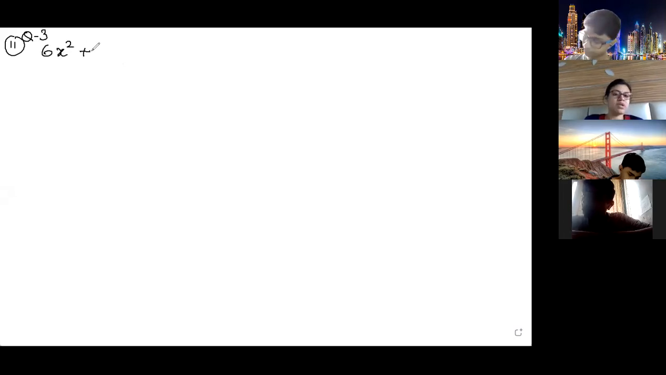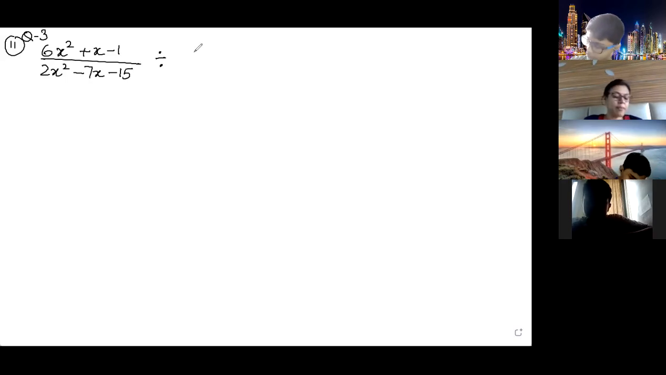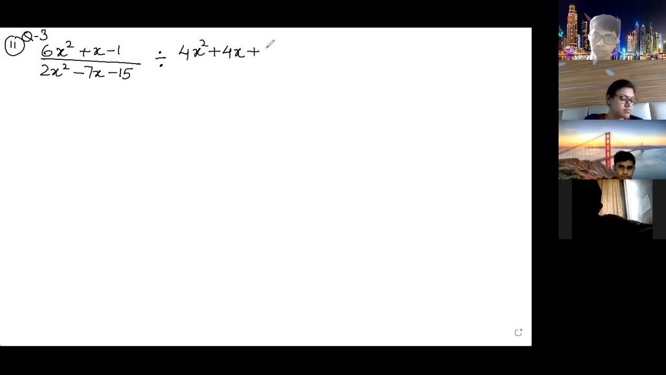6x square plus x minus 1 upon 2x square minus 7x minus 15, divided by 4x square plus 4x plus 1 upon 4x square minus 9. Okay, so it's the factorization part. There was some mistake, so that's why we were doing it wrongly.